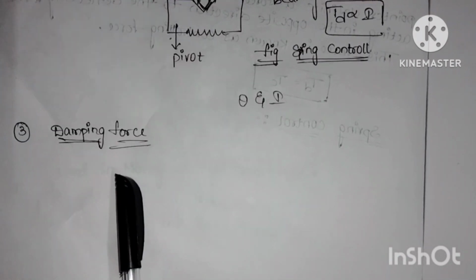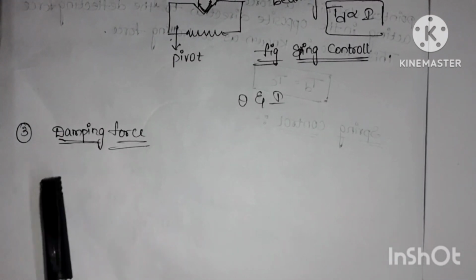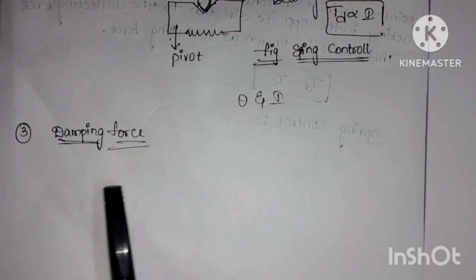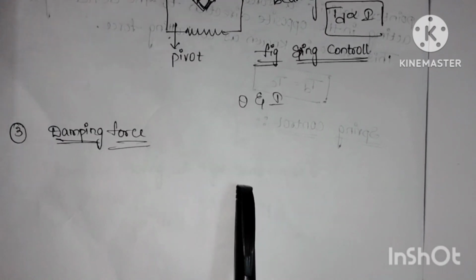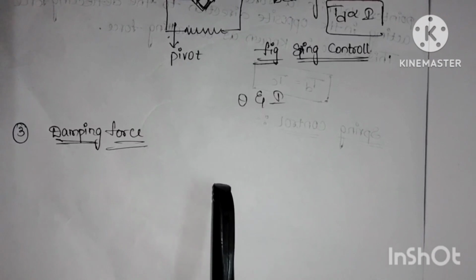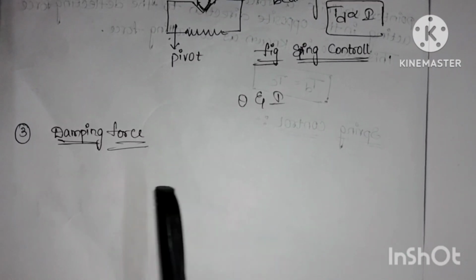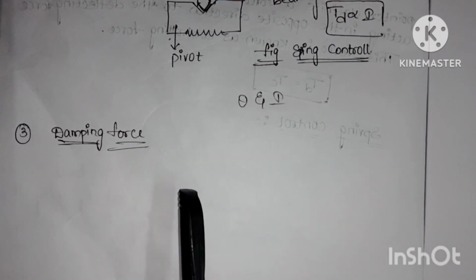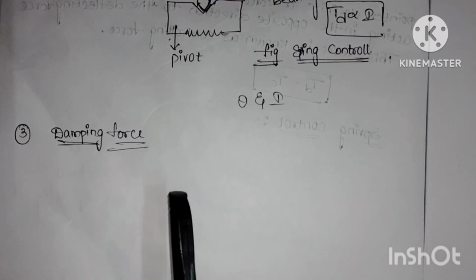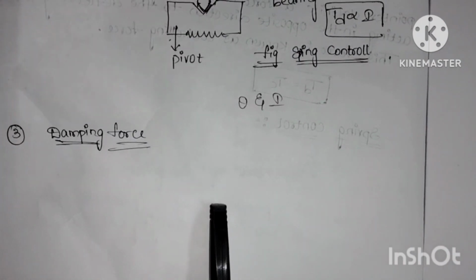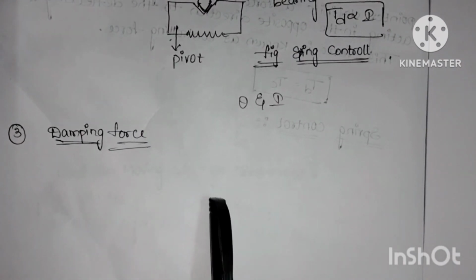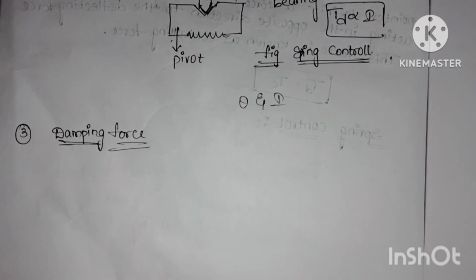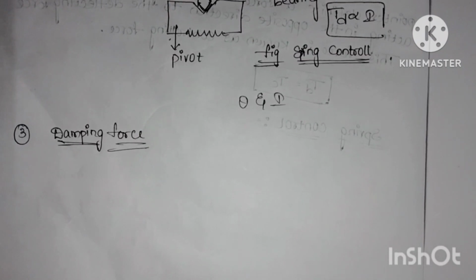Coming to damping force. What is damping force? The deflecting and controlling torques are produced by electromechanical systems. Due to inertia of this instrument, the pointer oscillates about its final steady state position before coming to rest. The time required to take the measurement is more. To damp out the oscillations quickly, a damping force is necessary. To eliminate oscillations, damping force is necessary.